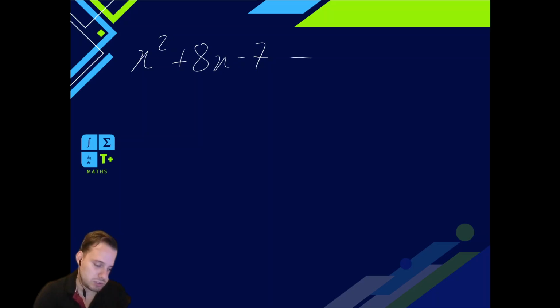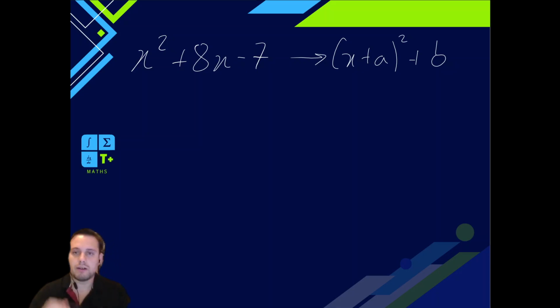I want to write it in the form of (x + a)² + b, where a and b are numbers that I want to find. Why is it that we say that we are completing the square? Because we are making this square appear.